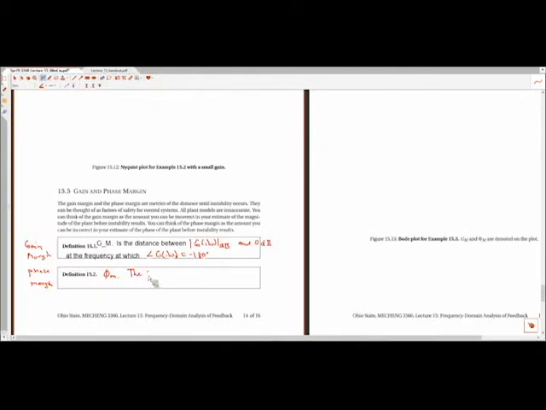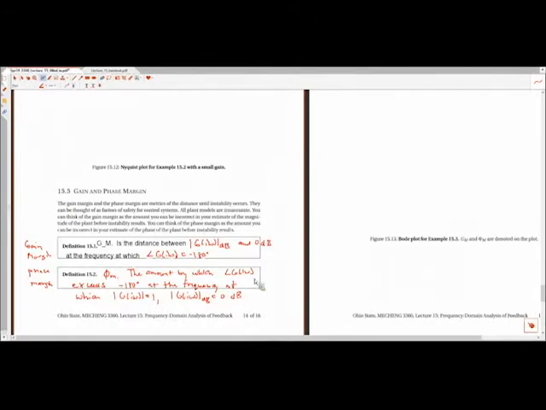The amount by which the phase of G of i omega exceeds negative 180 at the frequency at which the magnitude of G of i omega is equal to 1, or the magnitude of G of i omega expressed in decibels is equal to 0 decibels.